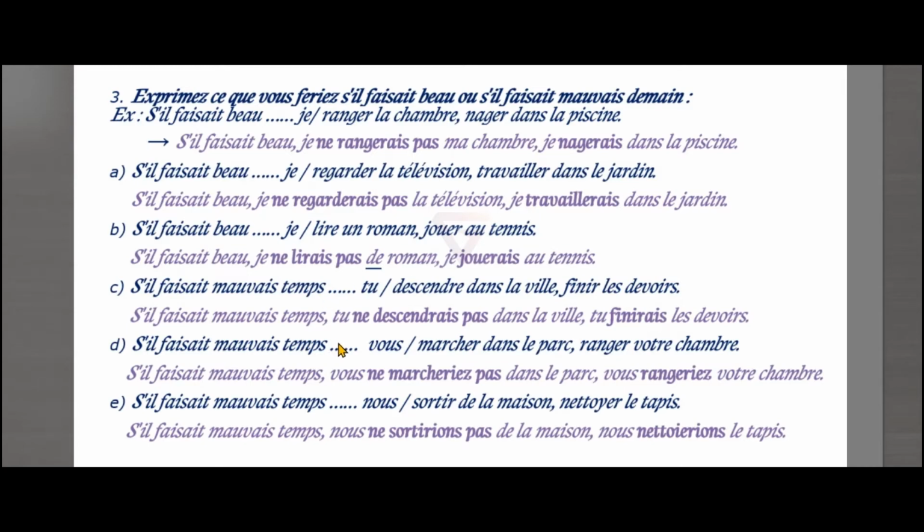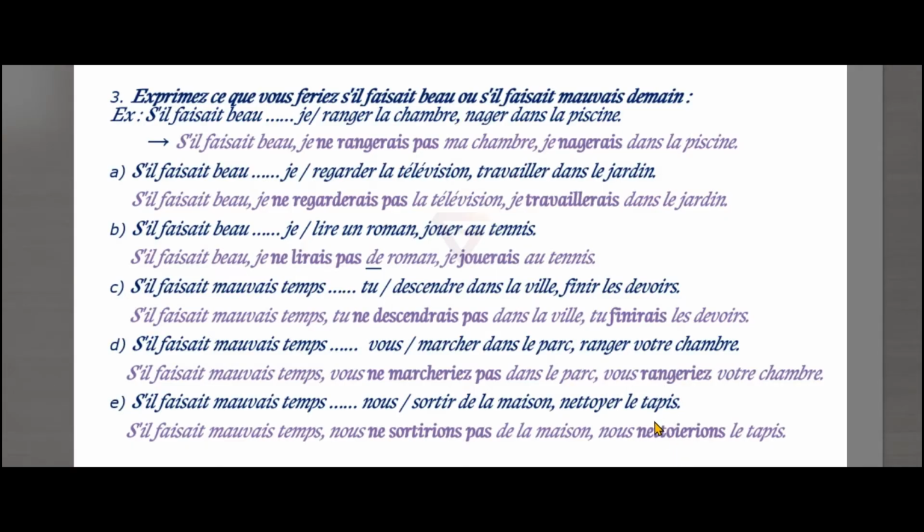The next one again, if the weather were bad, you would not walk in the park, you would arrange your room. So here again, it's an ER verb, directly adding the ending IEZ for vous and the remaining sentence, and followed by, it's an ER verb, so directly adding the ending IEZ, remaining sentence. The last one again is the IR verb, so directly go ahead and add the ending for nous, which is IONS in the negative, remaining sentence. Again for nous, and then you add, it's an ER verb, so directly we add the ending IONS. And remember, for verbs ending with OYER, you are converting the Y to I here.